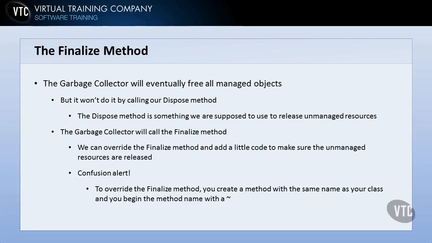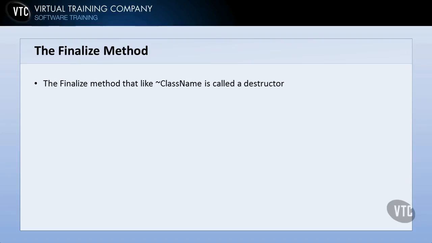Now, if the class is named Cars, then the finalizer on that class will be tilde Cars. Okay, so that'll be the name of the method. Now here's what happens. The Finalize method that is built like tilde class name, whatever the name of your class, is called a destructor.